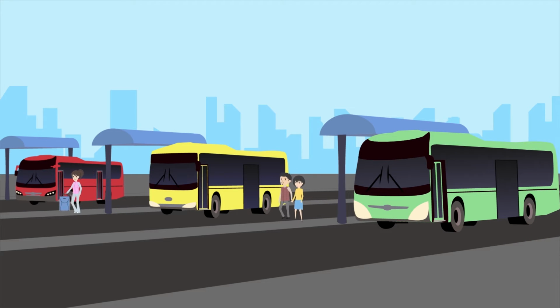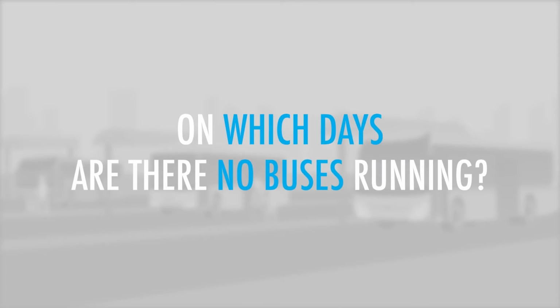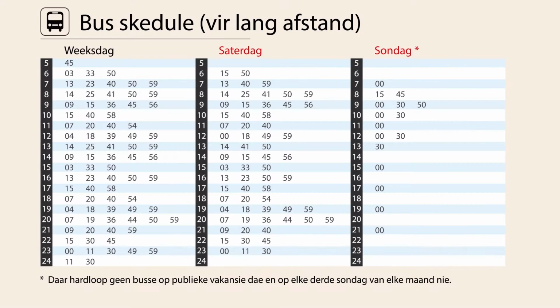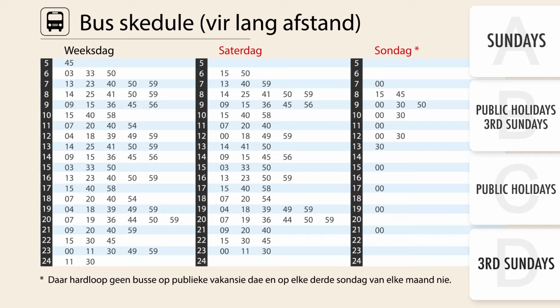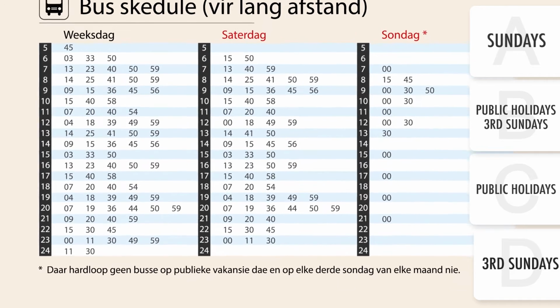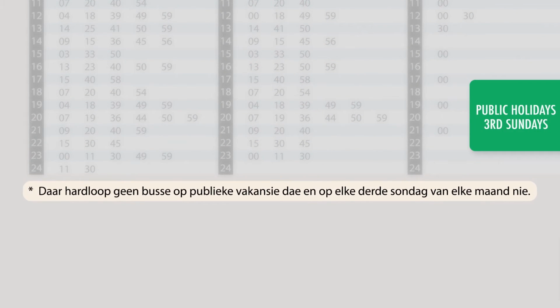You are at a bus terminal where you're reading the schedule for long-distance buses. On which days are there no buses running? There are no buses running on public holidays and the 3rd Sunday of every month. Publieke vakansiedae, 3de Sondag van elke maand.